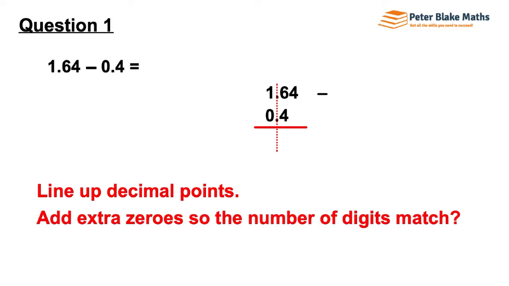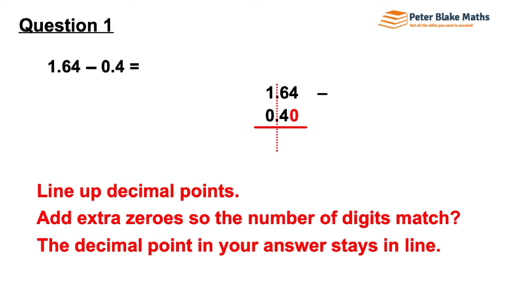I like to look to add extra zeros so the number of digits in each of the numbers matches. So I'm going to add a 0 to the 4 there to make it the same number of decimal places as the 1.64. It just helps your brain and your working, to make sure you get everything lined up properly. The decimal point in my answer stays in line. We'll see that happening. So let's have a look.